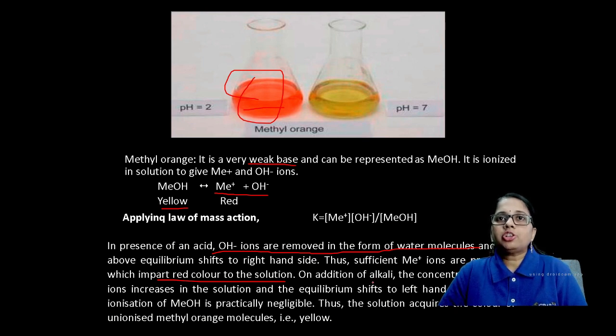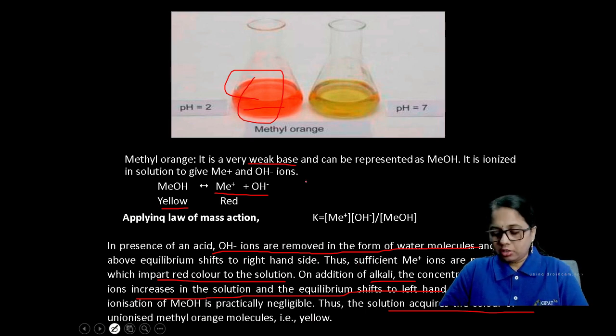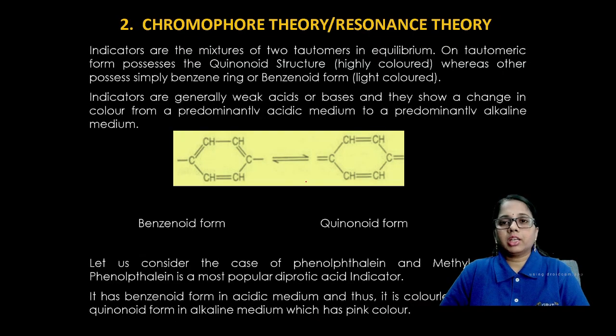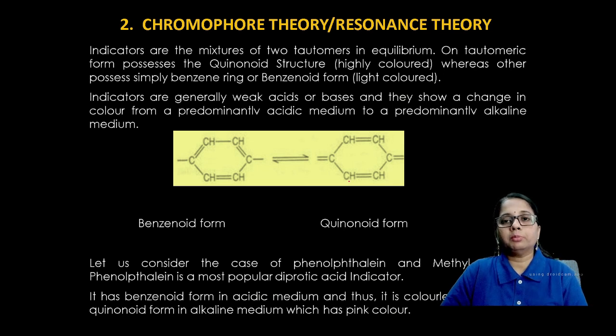Then on the addition of the alkali, what happens? The concentration of OH- ions is going to increase, and the equilibrium shifts to the left-hand side. That is, the ionization of MeOH is practically negligible. Thus, the solution acquires the color of unionized methyl orange molecules, that is yellow in color. Okay. So you are going to see different colors for these two indicators in different pH ranges. So this is the Ostwald theory, which has given the unionized form and ionized form.